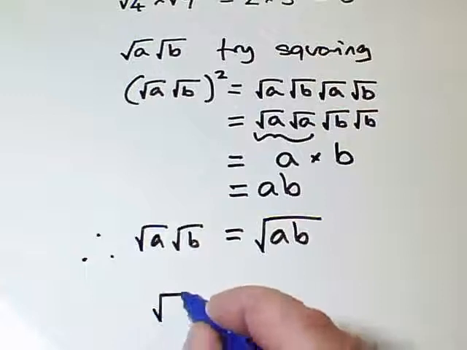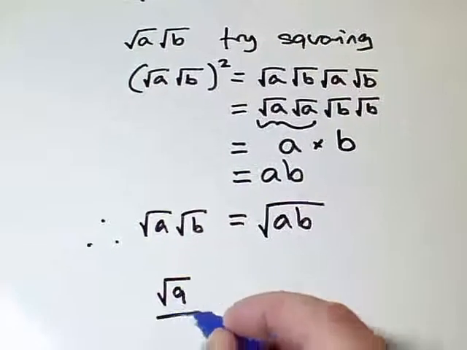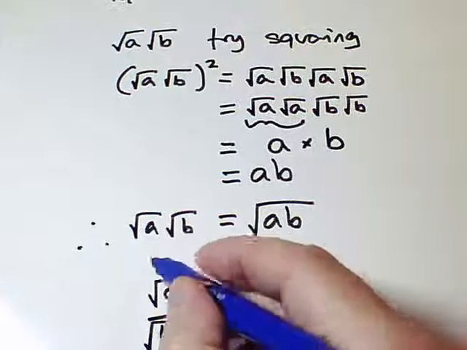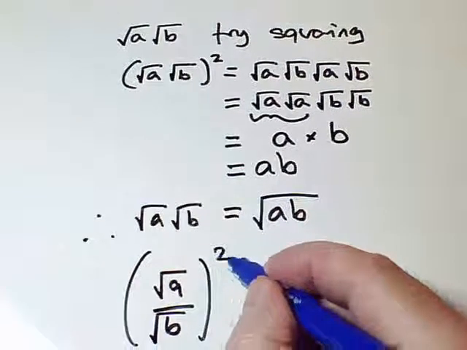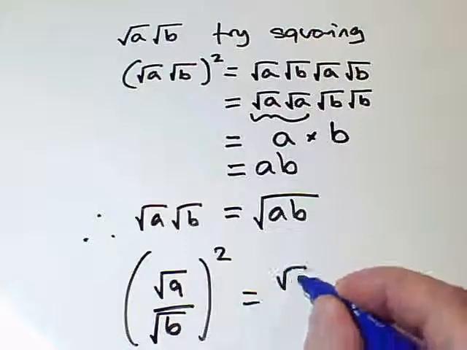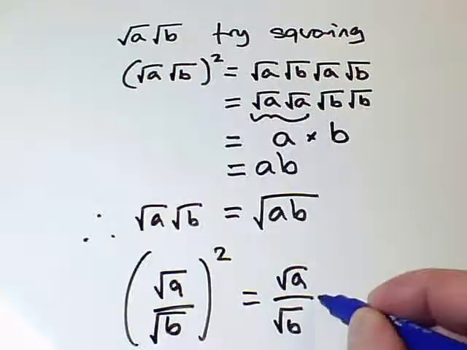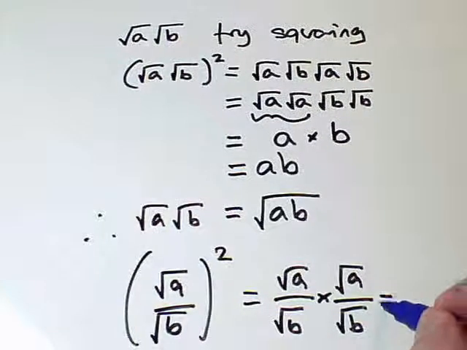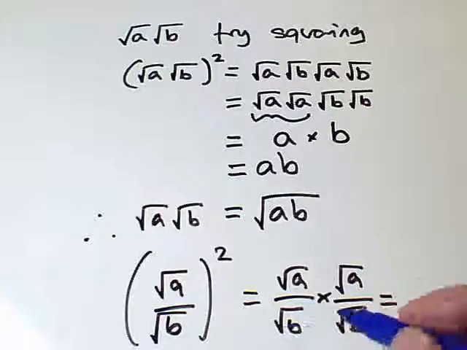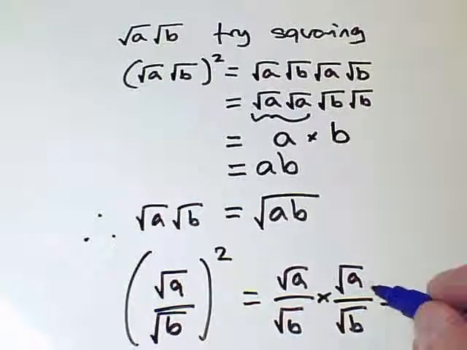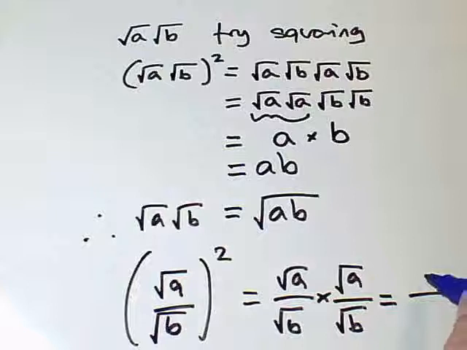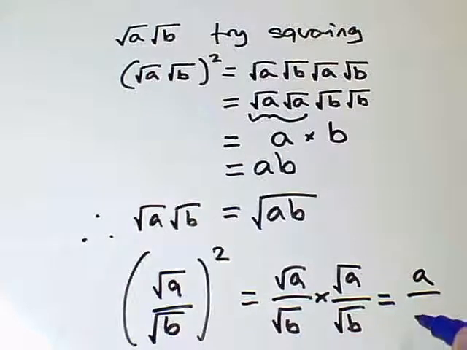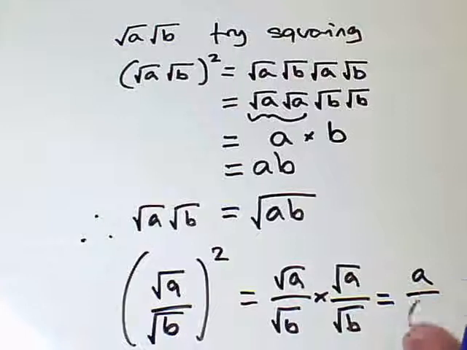Similarly, if I take the square root of a over the square root of b, that's an a, not a 9, and I try squaring that, so if I square this fraction, then I get the square root of a over the square root of b times itself times the square root of a over the square root of b. And when I multiply the tops and multiply the bottoms, that's how you multiply fractions, on the top, square root of a times itself is just a. And on the bottom, the square root of b times itself is not the square root of b, it's b.